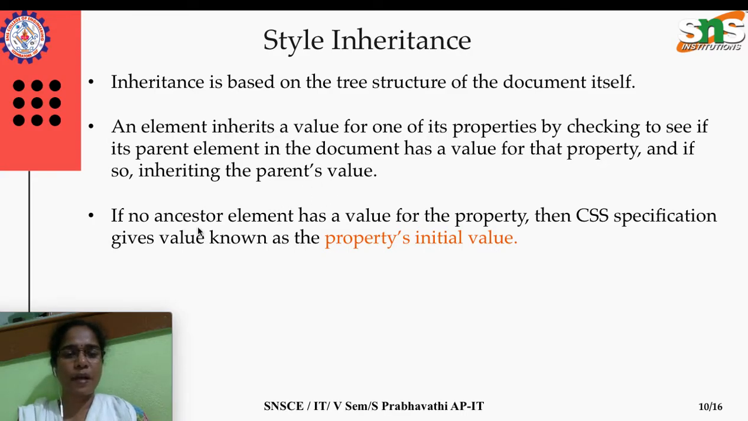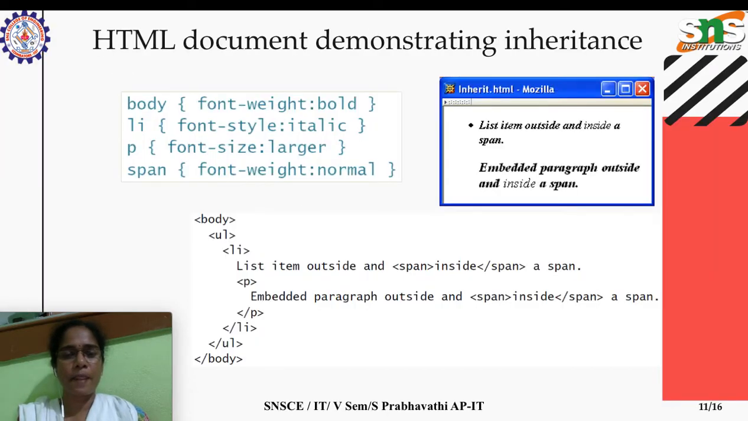If the parent doesn't have any inherited property, CSS by default will give a value. That value we call the property's initial value. So CSS has an initial value for each and every element. If no style is specified, the default initial value will be displayed for all the HTML elements. And here is one simple example for inheritance.